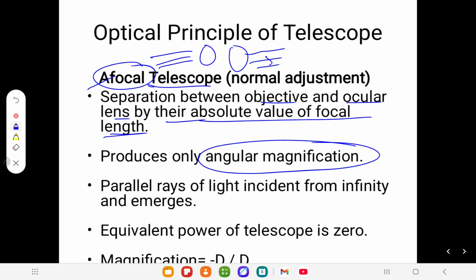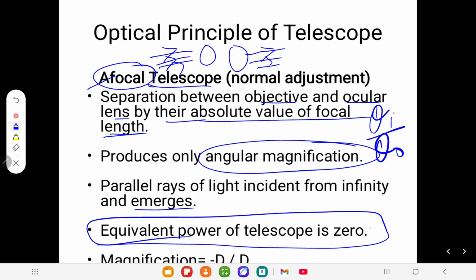As we discussed in the previous video, angular magnification means the angle subtended by the image divided by the angle subtended by the object. Simple. Parallel rays of light incident from infinity emerge parallel. So parallel light comes from infinity and parallel light is emitted from the eyepiece, so the equivalent power of the telescope is always zero. Don't confuse it. The magnification of the telescope depends on minus the eyepiece power divided by the objective lens power.